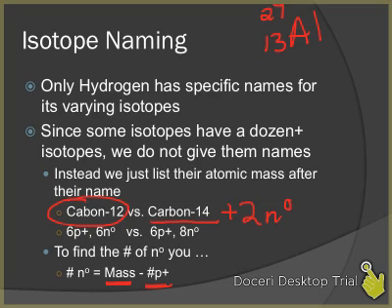What is the atomic number telling you? How many protons? So aluminum has 13 protons. To figure out its neutrons, we are going to just subtract the two. So we're going to do 27 minus 13, which gives you 14 neutrons.